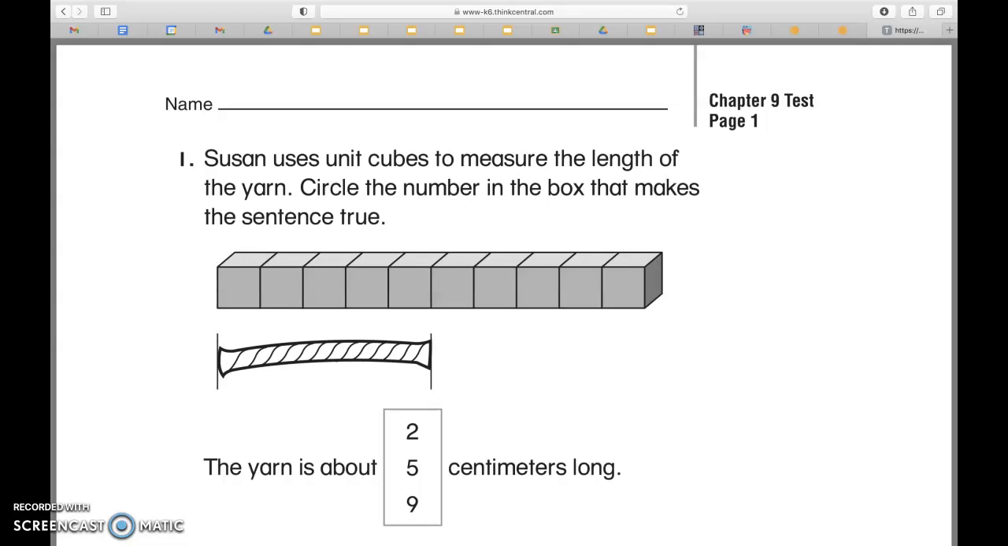Okay, friends, this is our Chapter 9 math test. Please go ahead and write your name at the top.